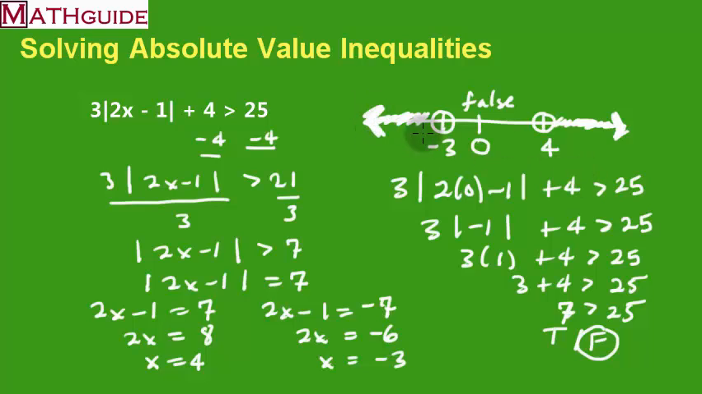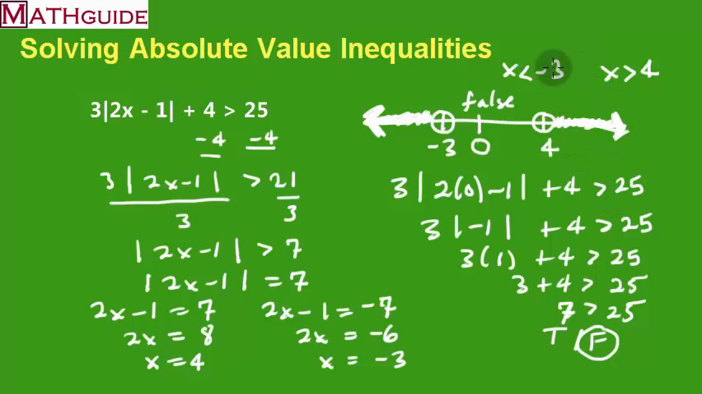Okay, what does this mean? This means that we are shading on the outside instead of the inside. Now what I like to do is come up with an inequality that describes the outside sections of this line. So these are all the values that are smaller than -3. These are all the numbers that are larger than 4. So if they're smaller than -3, I put a less than. If they're greater than 4, I put a greater than sign.